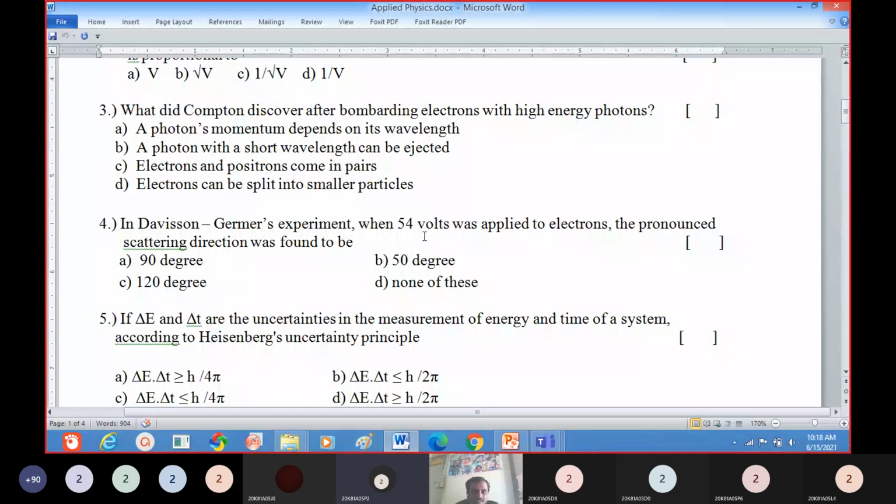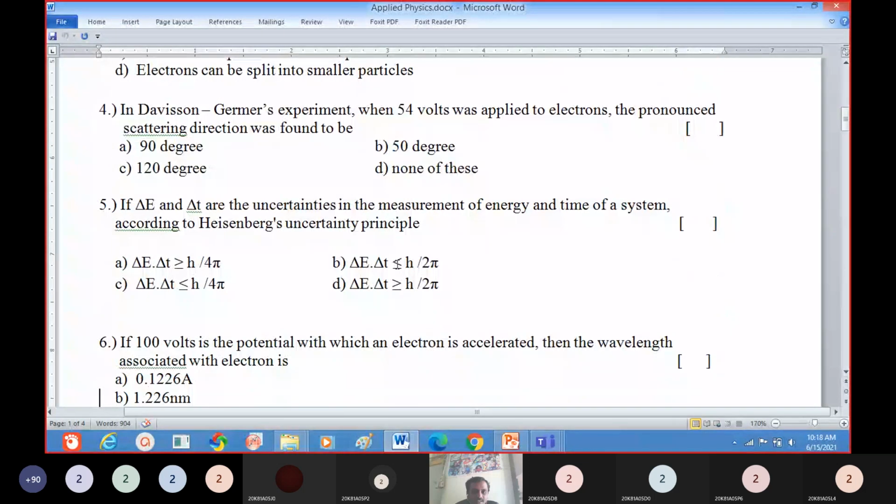Okay. And here delta E and delta T are the uncertainties in the measurement of energy and time of a system according to the Heisenberg uncertainty principle. What is the answer? A, sir. Yes, option A is the answer.